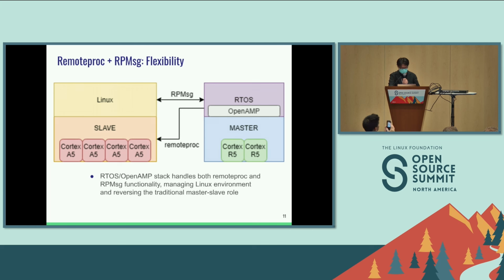The RTOS OpenAMP stack handles both remote processor and RPMSG functionality, effectively managing the Linux environment and reversing the traditional master-slave roles. What makes this possible is OpenAMP's platform-independent, standalone design, which mirrors the remote processor and RPMSG capabilities originally built into Linux, now available in embedded environments. This configuration is especially useful when a lightweight RTOS needs to take control of a more complex Linux subsystem, offering a clean, interoperable solution for heterogeneous systems.